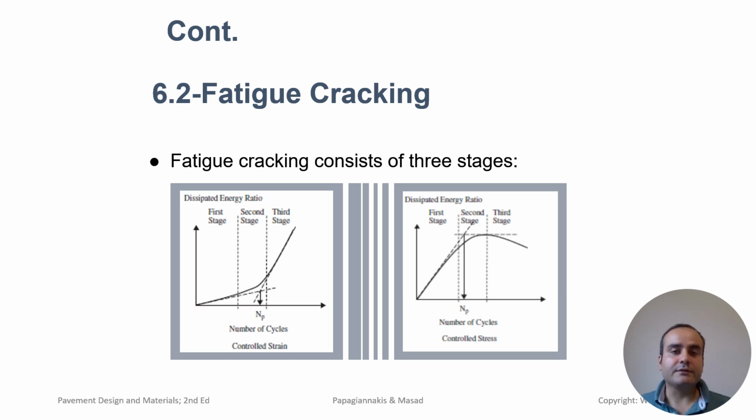In the first stage of fatigue cracking, small microcracks begin to form due to tensile stresses in the lower part of the asphalt layer. This typically occurs at the bottom of the asphalt layer, where the pavement experiences the most tensile strain due to repeated traffic loads. Even though the stress applied in each cycle might be below the material's strength, over time the cumulative effect of repeated loading causes microcracks to initiate.